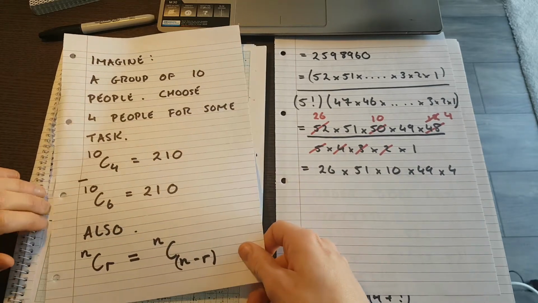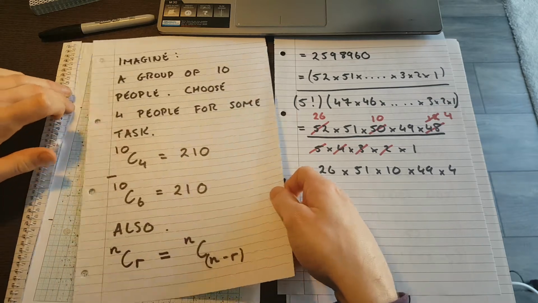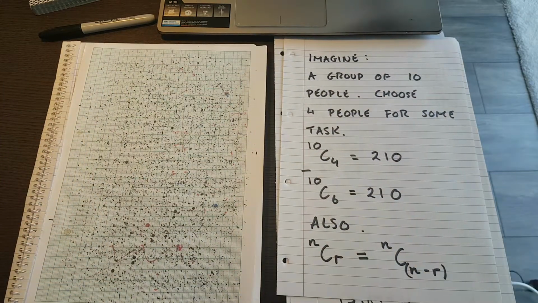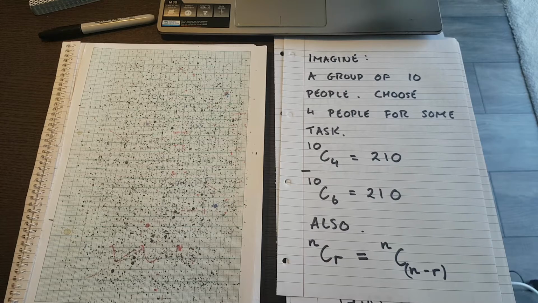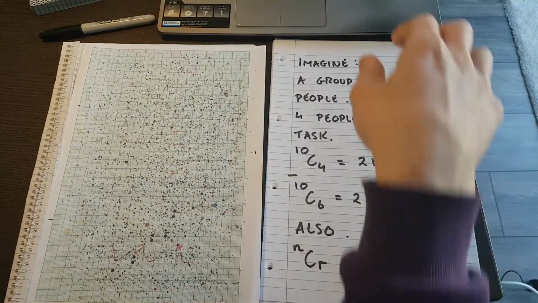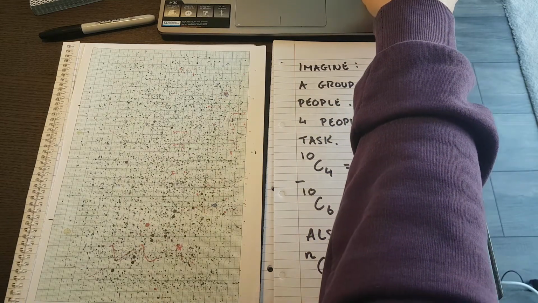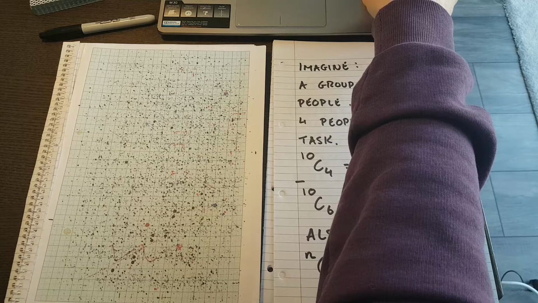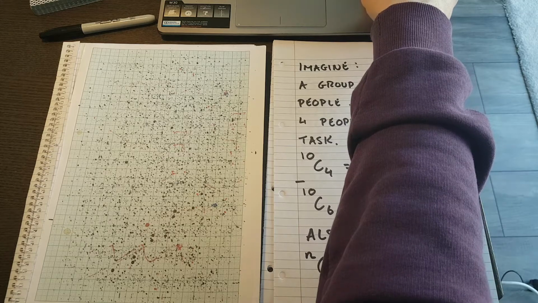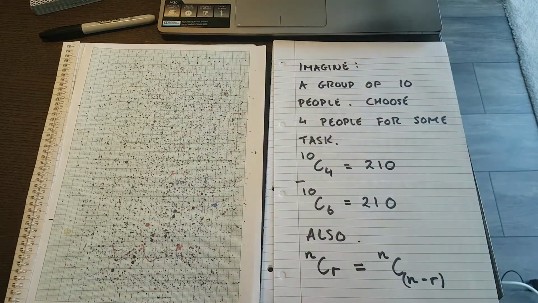That's not true for permutations, by the way. That's only true for combinations. For permutations, obviously, if I choose 6 people and permute them in some order, it's not the same as choosing 4 people and permuting them in some order. So it's only true for combinations. There's a formula for that here, and we'll talk about some examples in a future video.